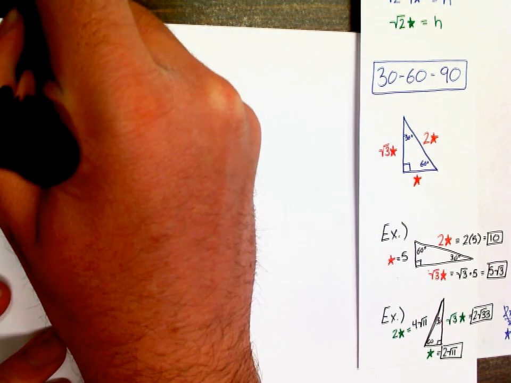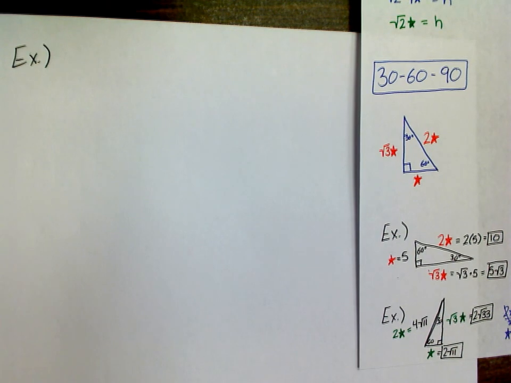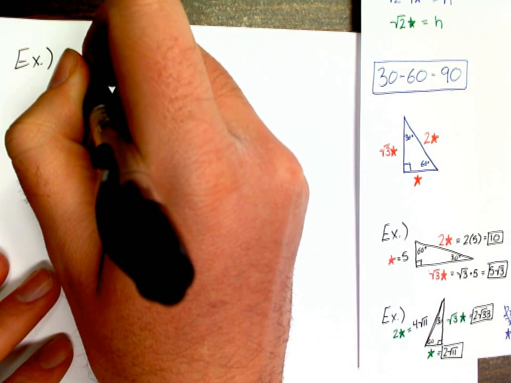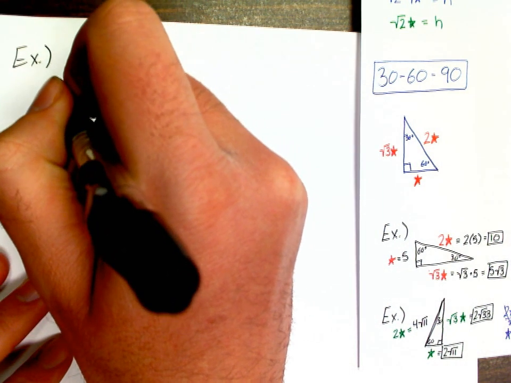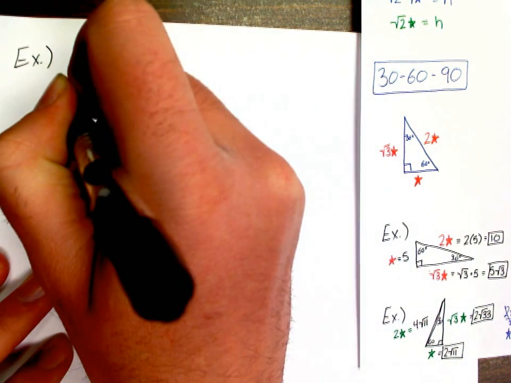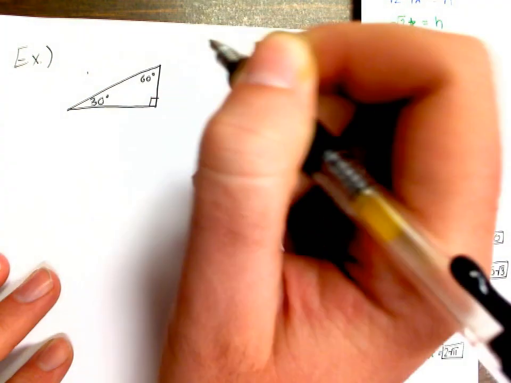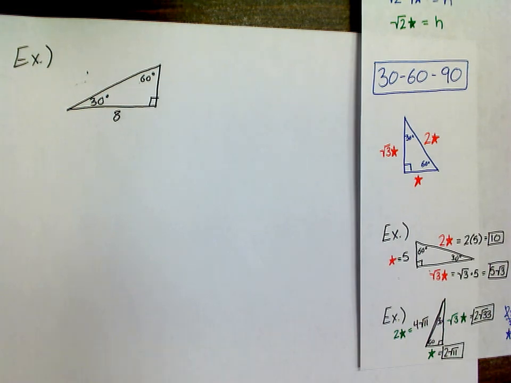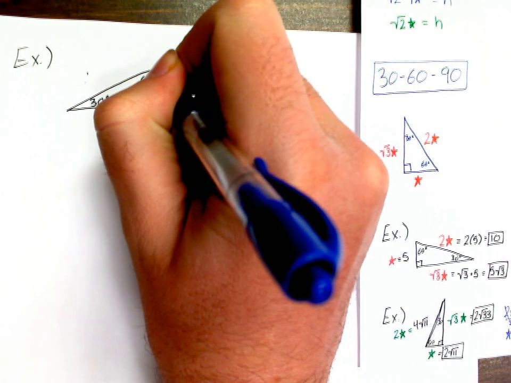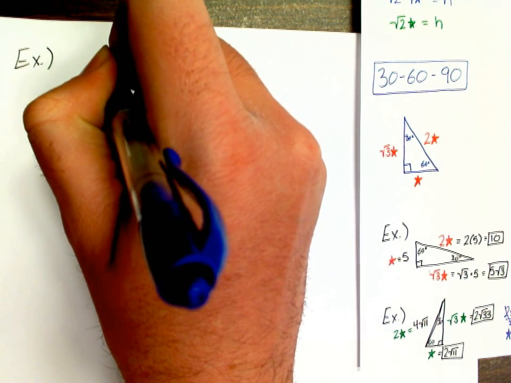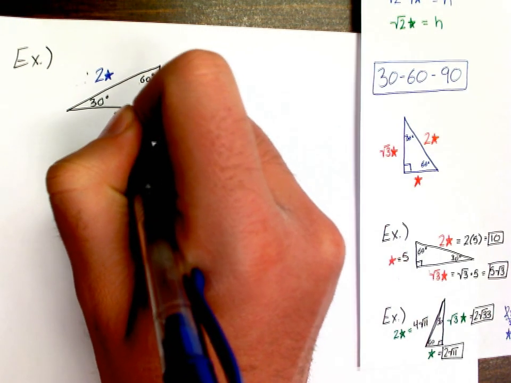Let's say they give you the middle side. We'll go back to this 30, 60, 90 triangle. And let's say that they made this middle length side 8. Okay? Same approach. Write what each side is. Alright, I know the short side, that is star. I know the hypotenuse, or the longest side, that's 2 star. And then the third side I know is equal to the square root of 3 times star.